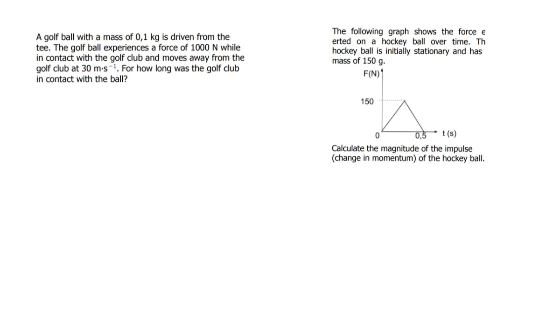Okay, so let me get my highlighter and let's jump into the first example. It says a golf ball with a mass of 0.1 kilogram is driven from the tee. The golf ball experiences a force of 1000 Newton while in contact with the golf club and moves away from the golf club at 30 meters per second. For how long was the golf club in contact with the ball?